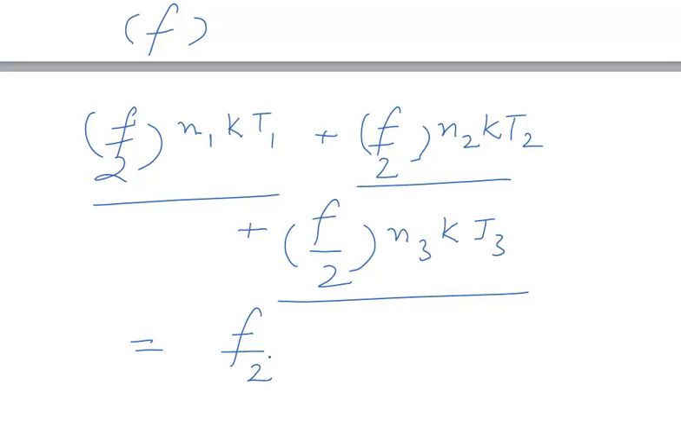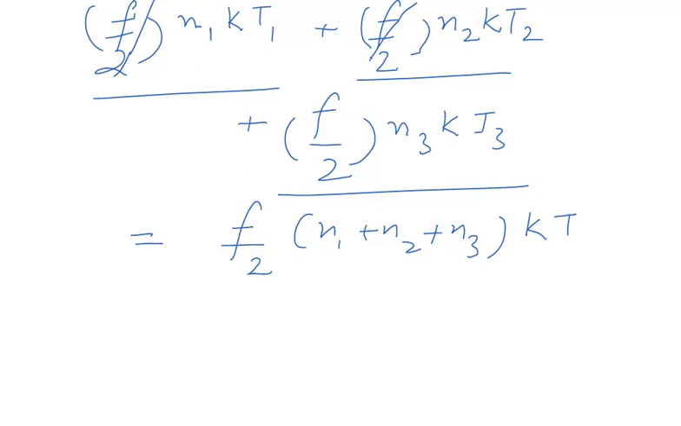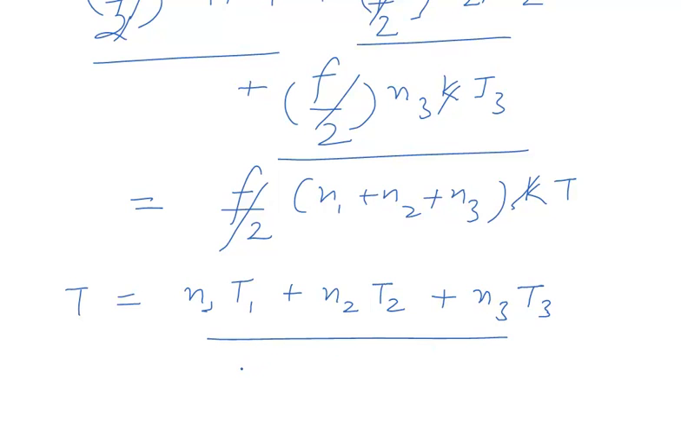So that will be F by 2 times N1 plus N2 plus N3, so this is the total number of molecules of the mixture, and that will be given by K T, the temperature at which the mixture has come to equilibrium. So from this we can calculate: this F by 2 will cancel out and this K will also cancel out. So we will get T equal to N1 T1 plus N2 T2 plus N3 T3 divided by N1 plus N2 plus N3. Okay, so this is the new temperature.